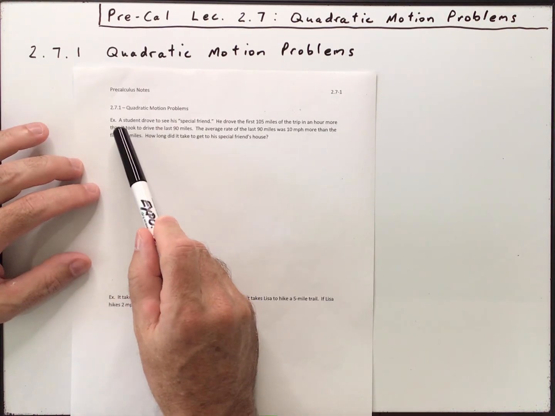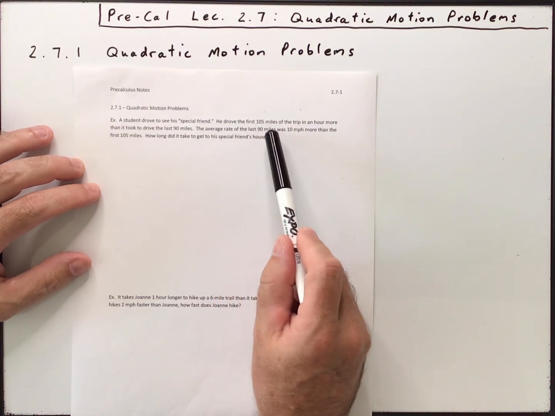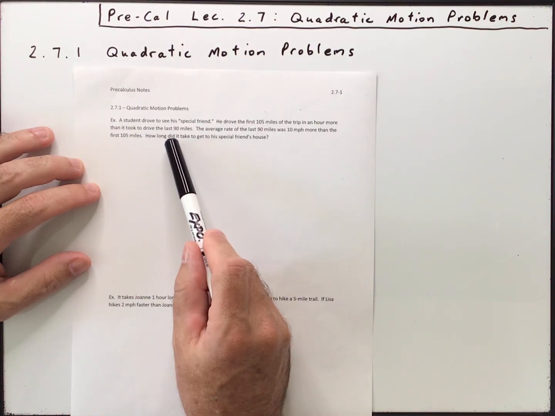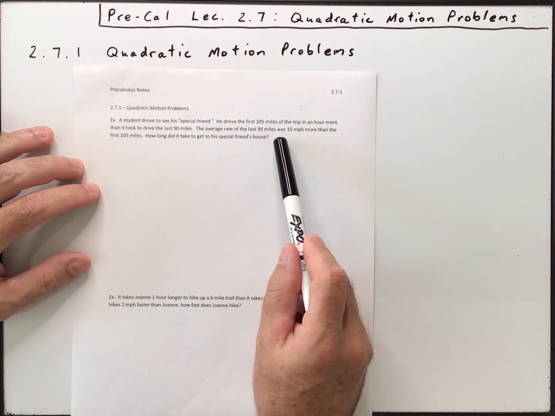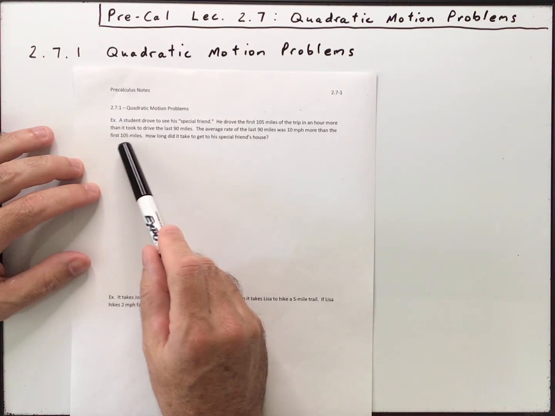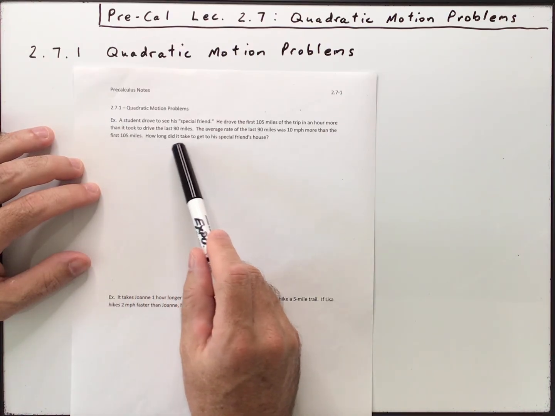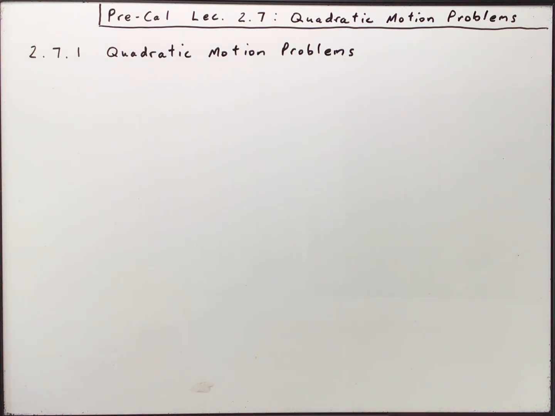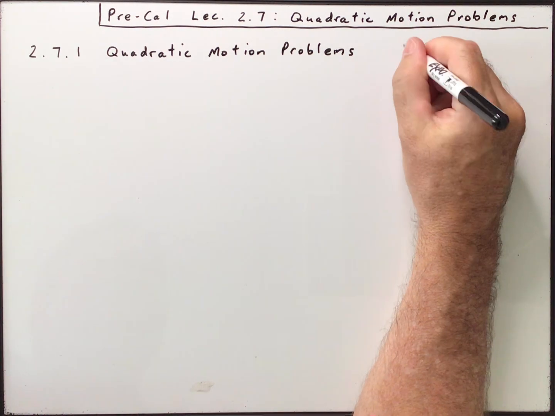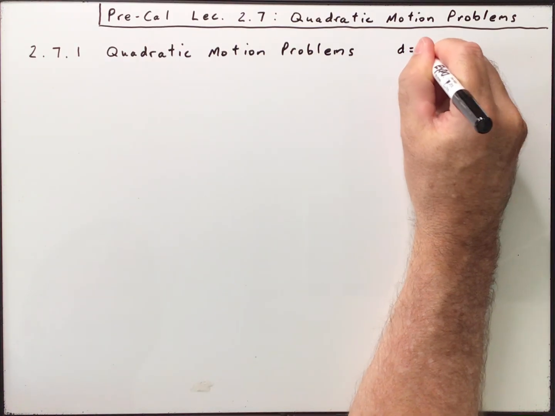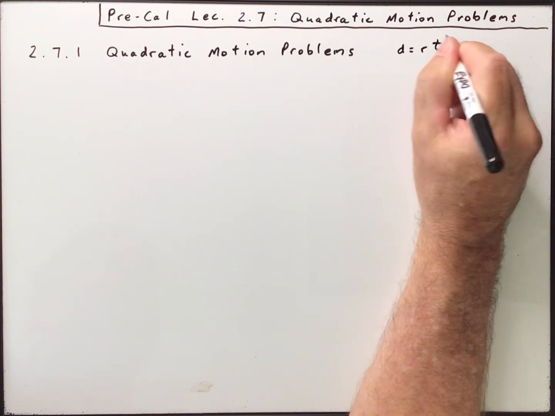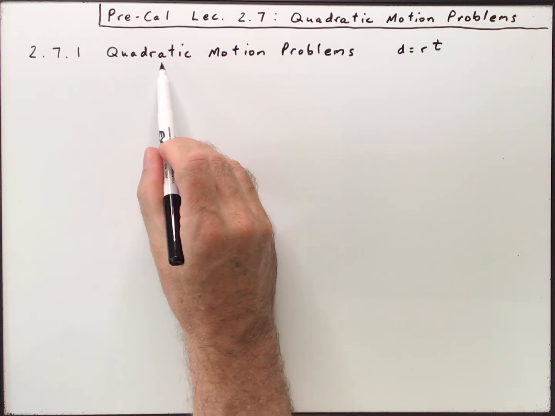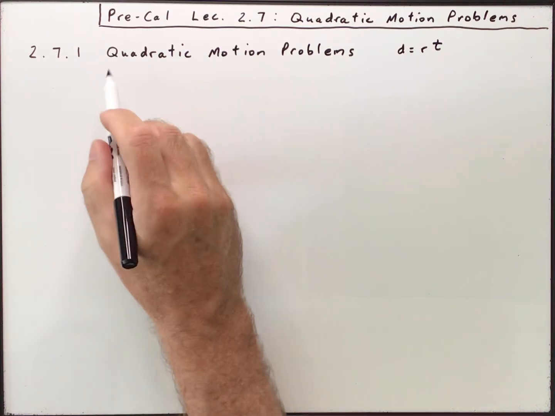Our first example is a student drove to see his friend. He drove the first 105 miles of the trip in an hour more than it took to drive the last 90 miles. The average rate of the last 90 miles was 10 miles an hour more than the first 105 miles. How long did it take to get to his friend's house? Okay, so with these motion problems, what we've got here are the distance equals rate times time problems again. Only this time, we're going to end up with an x squared when we go through the solution.